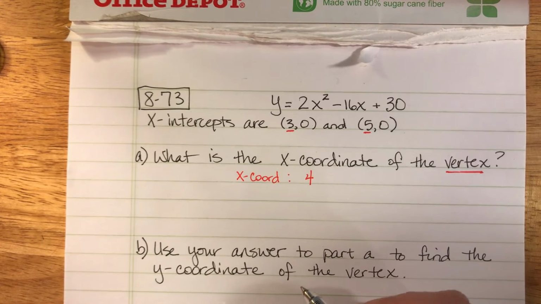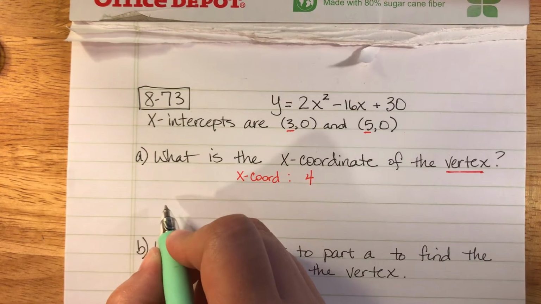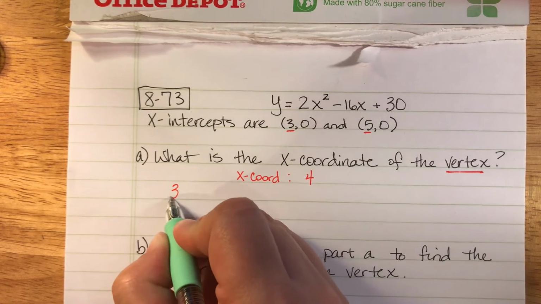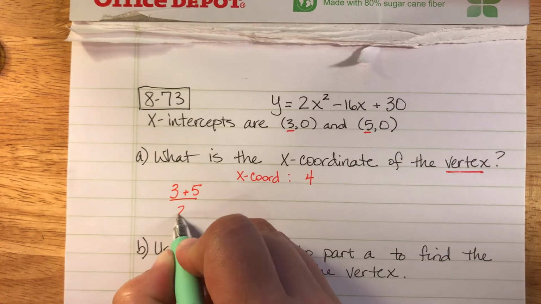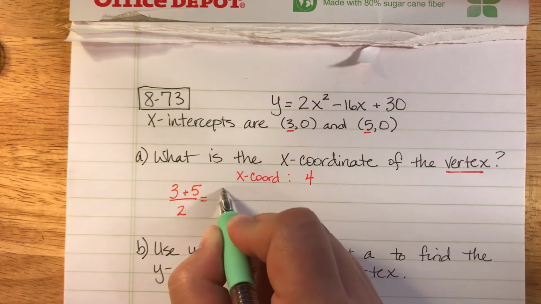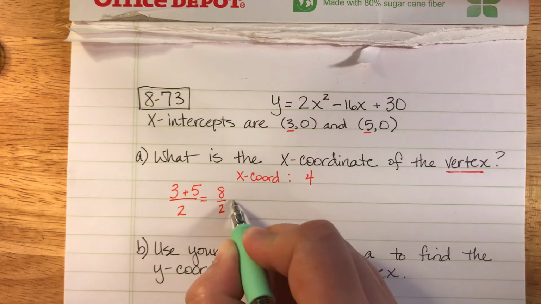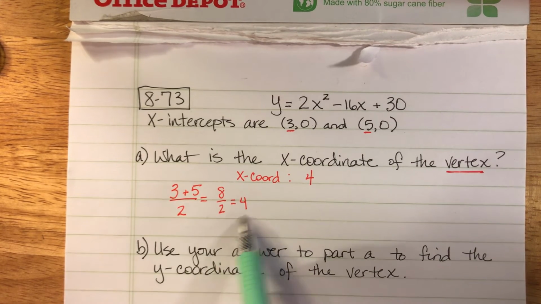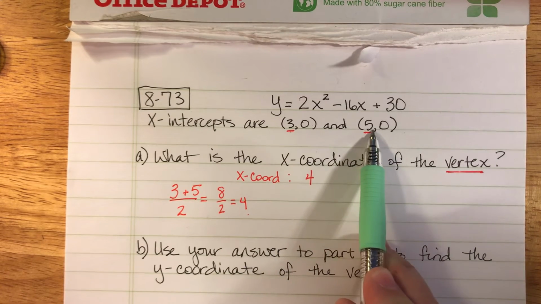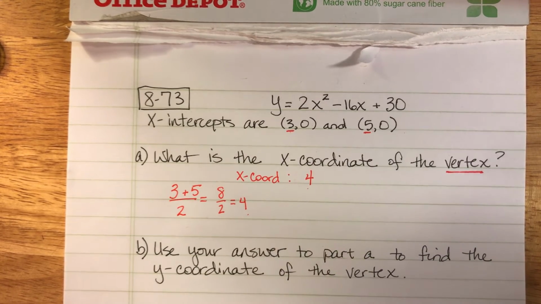If you weren't quite so sure as to what that was, by just looking at it like we could do with this one, what you can do is find the average of the x's. So if I find the average of two numbers, I add them together, and then since there are 2 of them, I divide by 2. 3 plus 5 is 8. 8 divided by 2 is 4. So you see it gave me the same answer. So if you have x-coordinates that you don't know right off the bat what's halfway between them, that's a way that you could do it. But since these were just 3 and 5, I know that 4 is halfway in between.